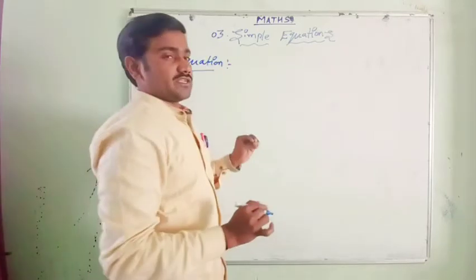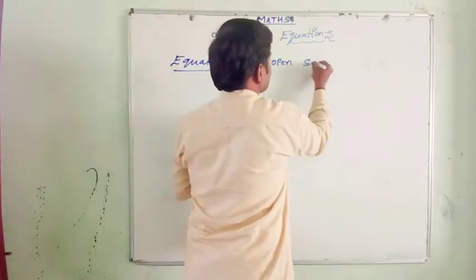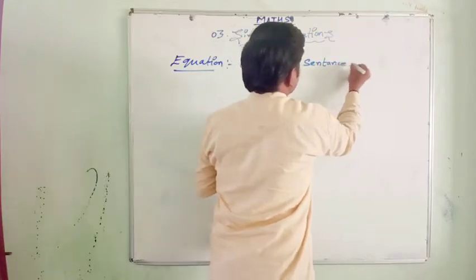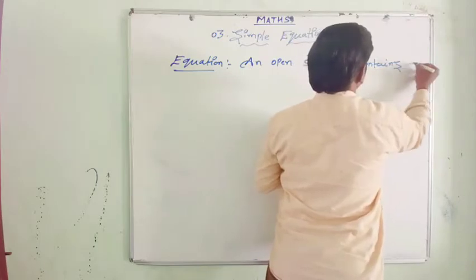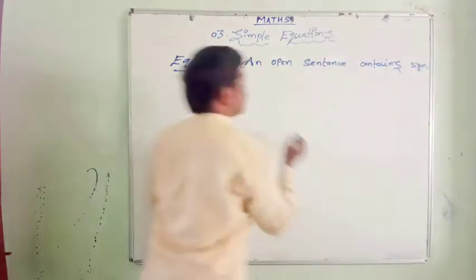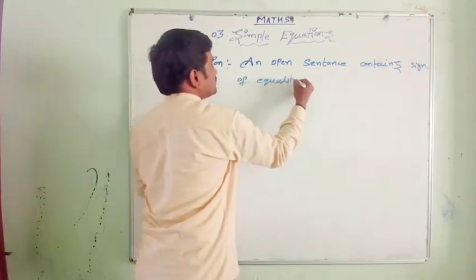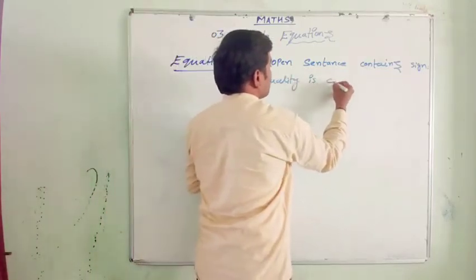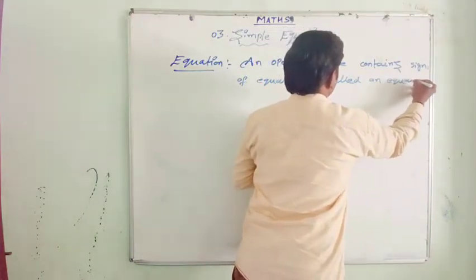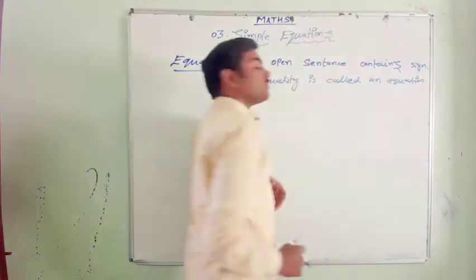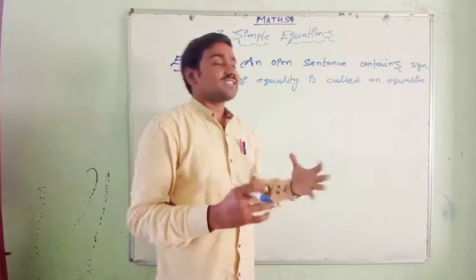What is the meaning of equation? An open sentence that contains a sign of equality is called an equation. An open sentence that contains a sign of equality is called equation. So let us know the meaning.